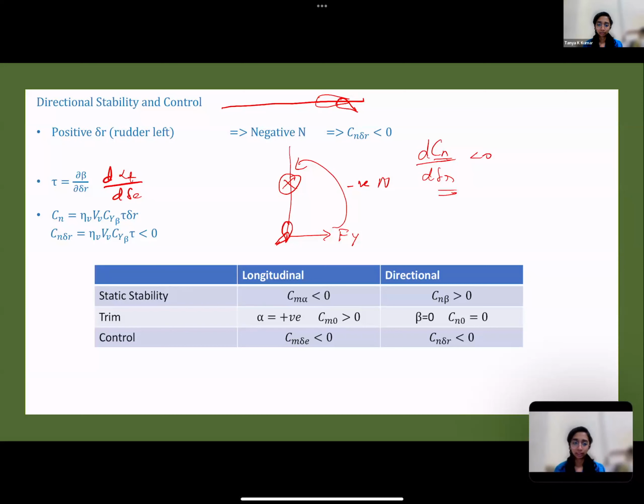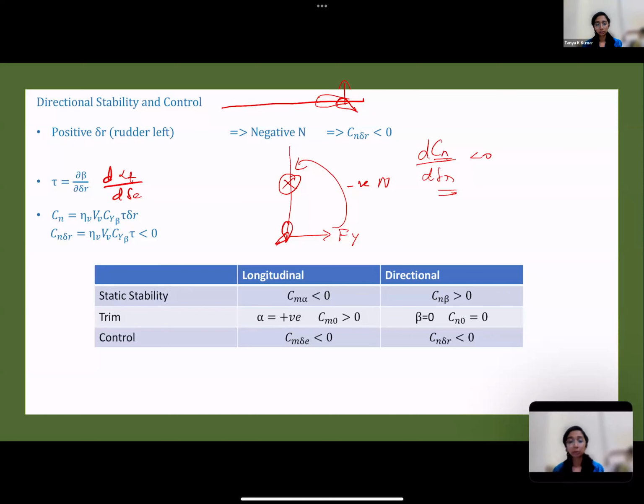In this case, if I deflect the rudder to the left, it is positive. What about for the longitudinal case? Okay, downward deflection of elevator is positive. That is your convention. Do not forget these conventions. Downward deflection of elevator is positive. So if I deflect this elevator down, it is positive delta E.